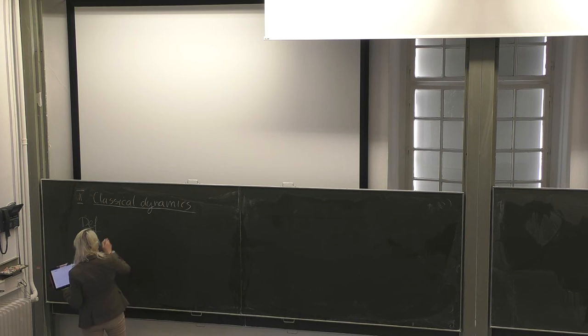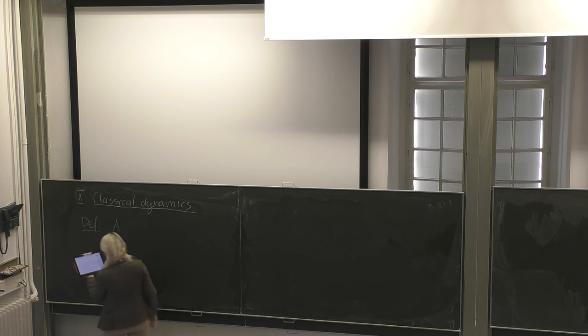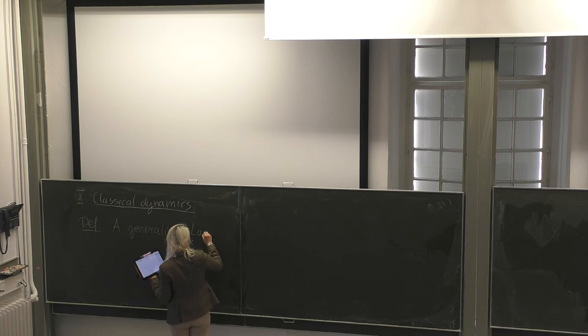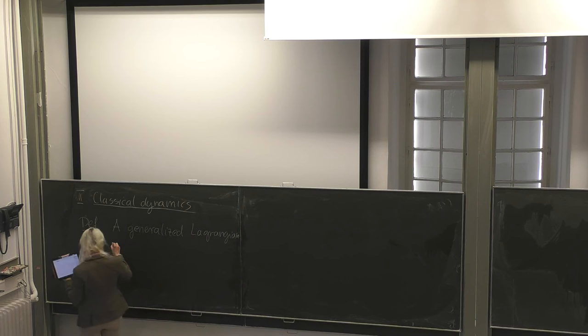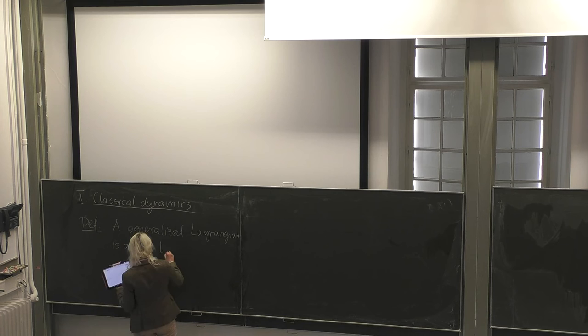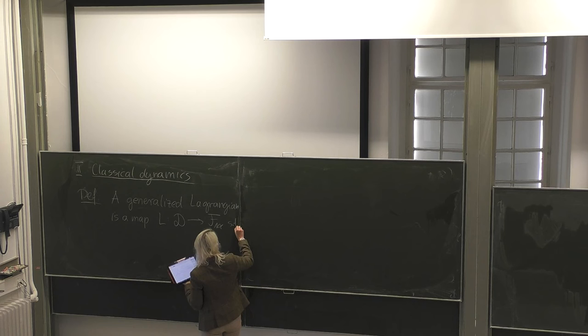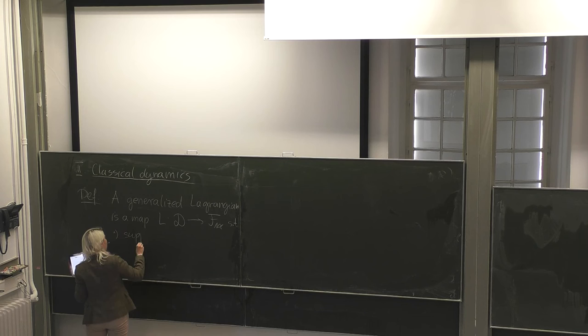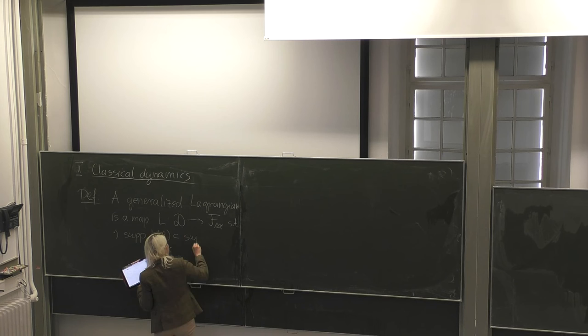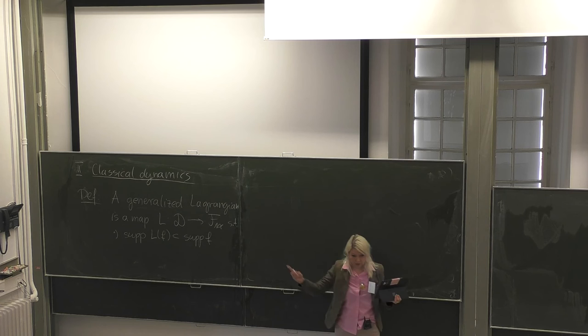So we are going to use Lagrangians. However, we're going to use generalized Lagrangians. Let me first give a definition. A generalized Lagrangian is a map from test functions to local functionals, such that, and here we have two properties, the support of L of F is contained in the support of F, so this test function, cutoff function, governs the support.